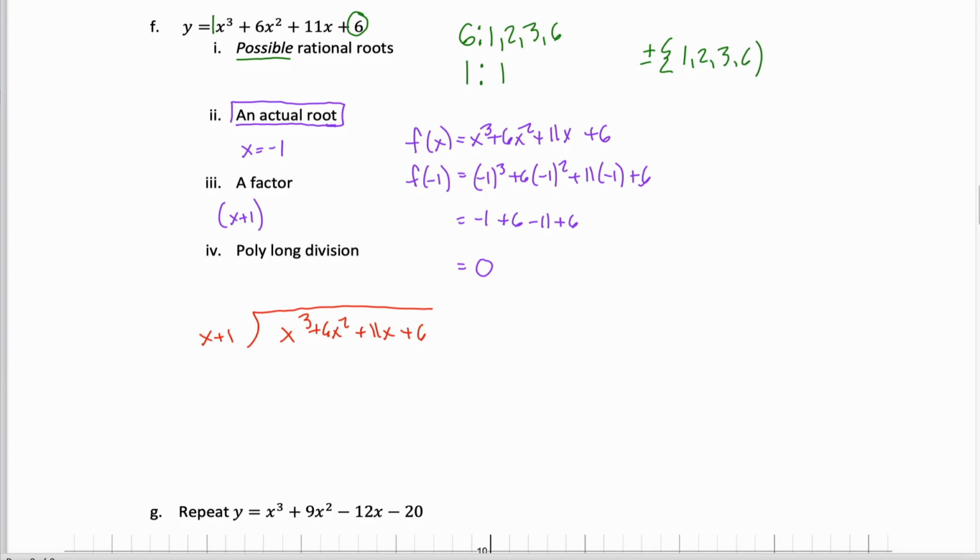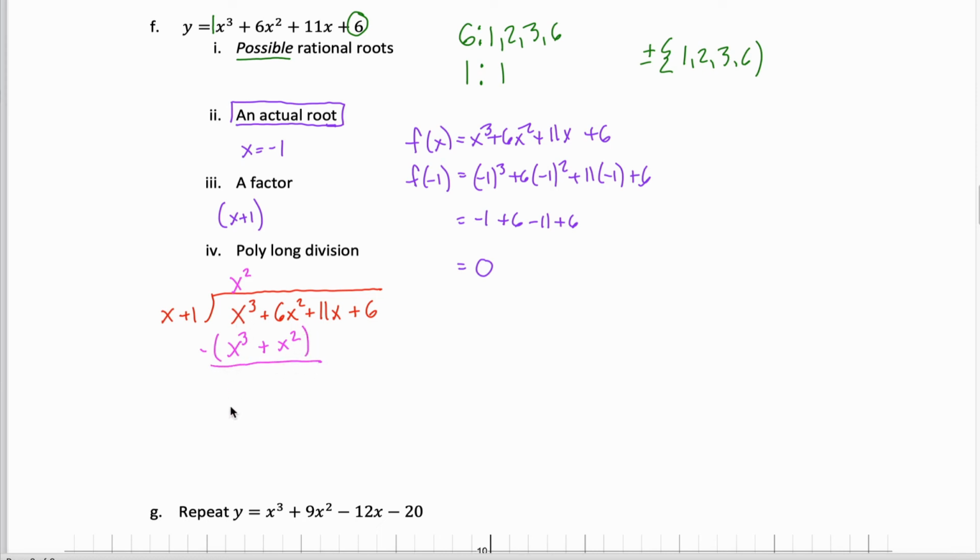Let's see how that works. My goal is to work from left to right, getting rid of one column at a time. I want to get rid of this x cubed. I do so by putting an x squared up here because I know I'm going to take this x squared and multiply it by x plus 1. And when I do so, I get x cubed plus x squared. And since my next step is to subtract, I can see that this column is going to go away.